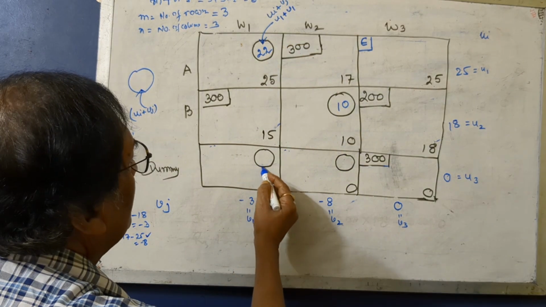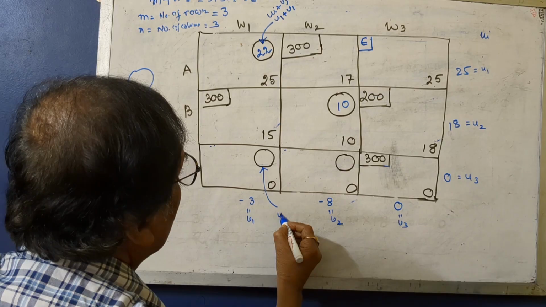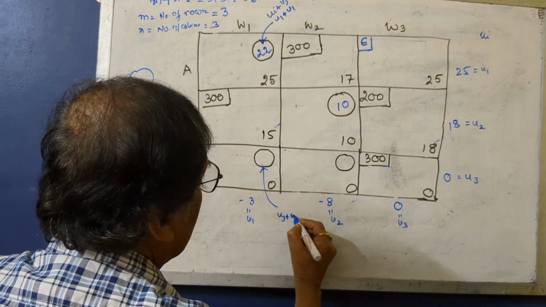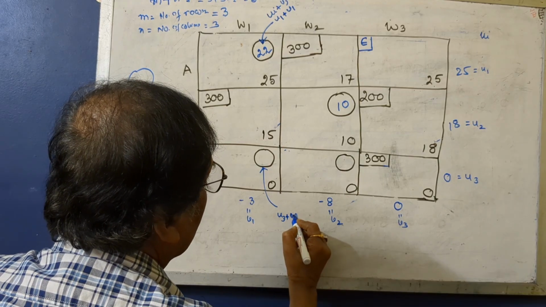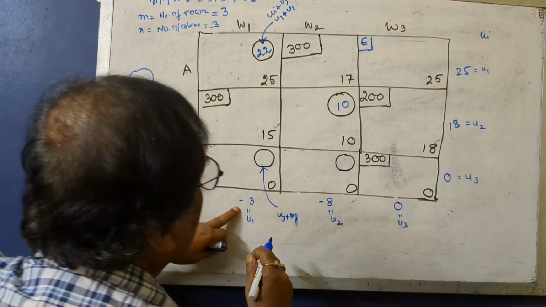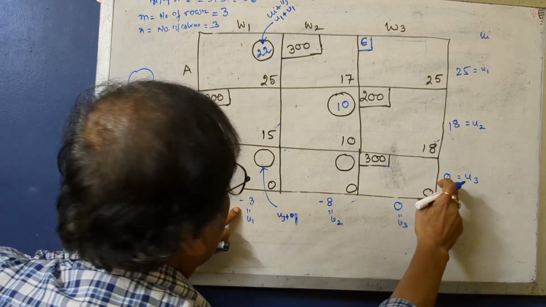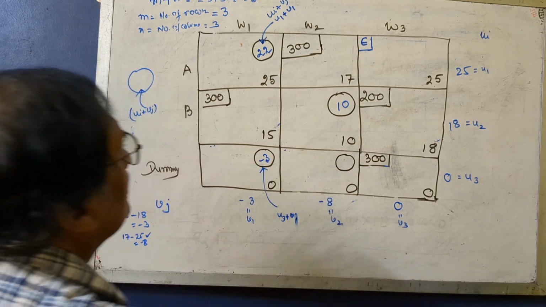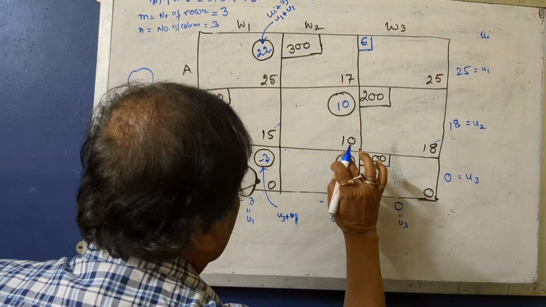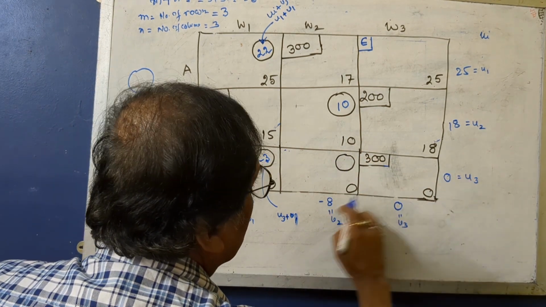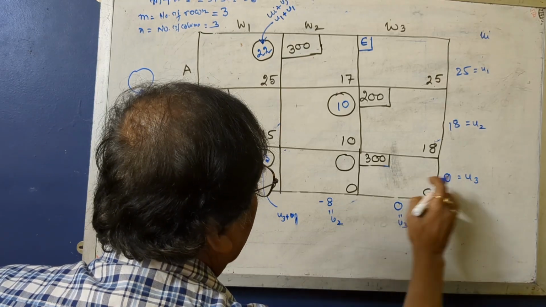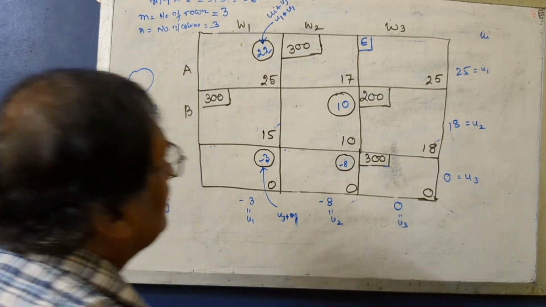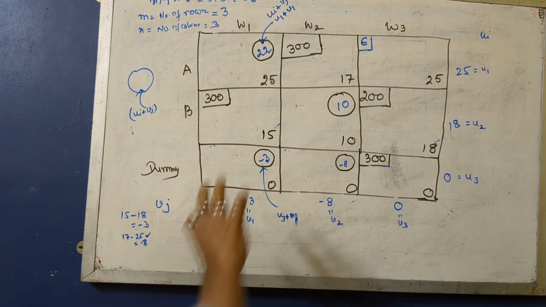Now for this one, how much will you put? The row variable U3 plus Vj. Vj means V1. V1 is minus 3, and U3 is 0. So that is minus 3. I think you have completed. For another one, Ui plus Vj means V2 plus U3. So minus 8 plus 0, which means minus 8. In this way, you have to complete all the circles.